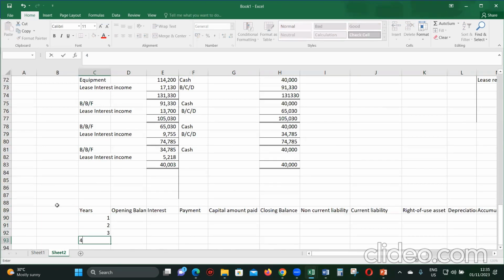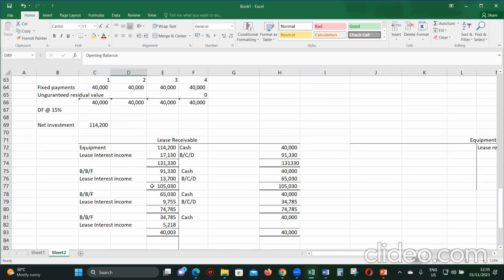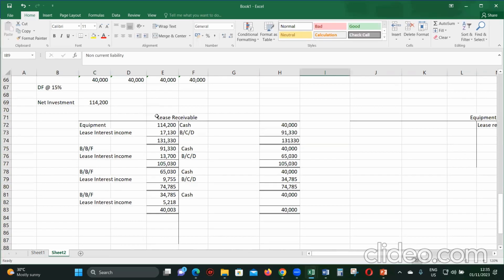Shall we quickly prepare this lease schedule under the lessor's books as well? Because that would be easy for you. 1, 2, 3, 4. Opening balance means what? Now, opening balance in the lease receivable, right? Lease receivable. Here it is interest income. Payment, not payment. You are receiving, receipt. Lease rental, receipt. Capital amount, not paid, received. Closing balance of the receivable. Now, similar to lease liability, lease receivable is an asset. Now again, you need to identify current and non-current portion.